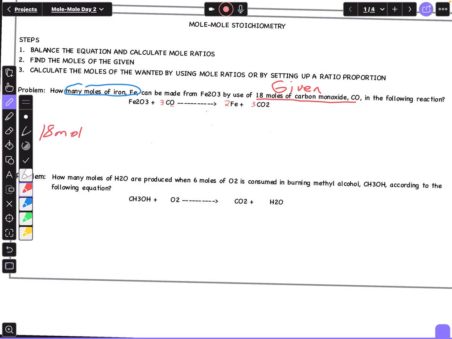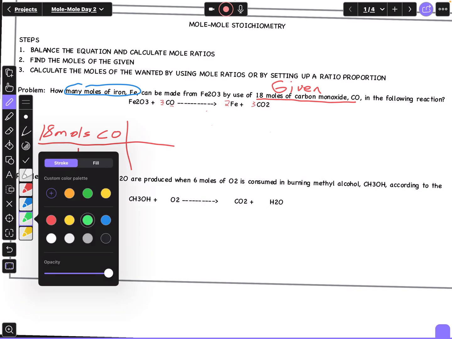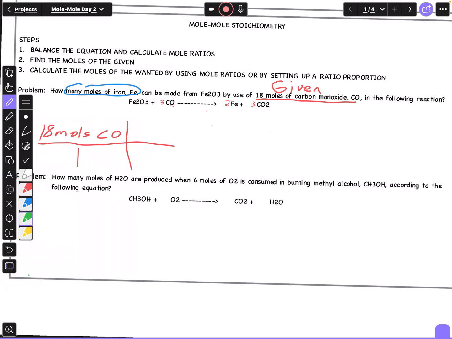18 moles of CO. I'm going to be multiplying that by something. Put that over 1. Now I want to go to moles of iron. What does the balanced equation tell me about these things? How does it relate the two, iron and carbon monoxide? It tells me that 3 moles of CO is equal to 2 moles of Fe.